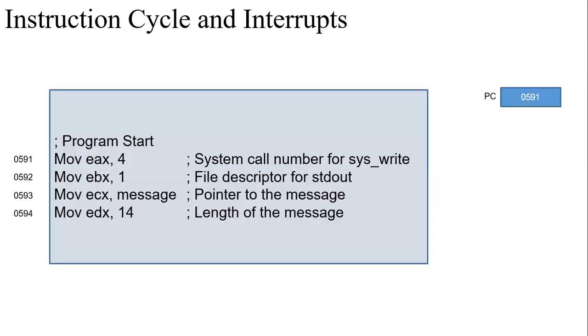Now consider this simple example. Don't worry about the difficulty of this program. This is just a program and there are 4 instructions inside the memory. The memory addresses are 0591, 0592, 0593, and 0594. This program can go on up until any number of instructions, and I don't know the length of the program. These are the few instructions that I have captured. Now consider the program counter containing the address of the first instruction, which is 0591.